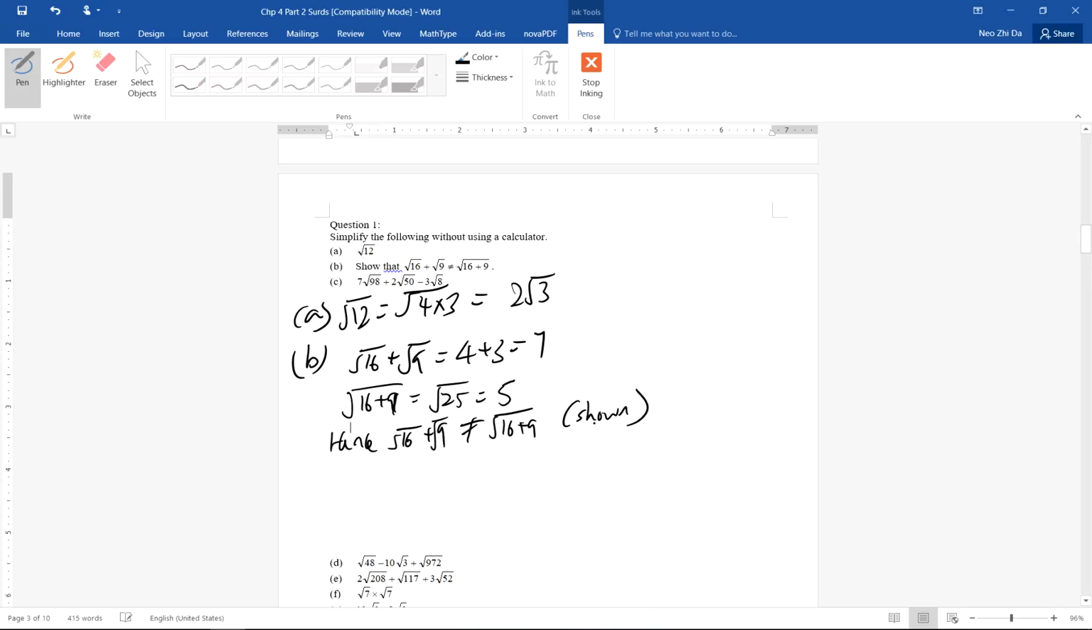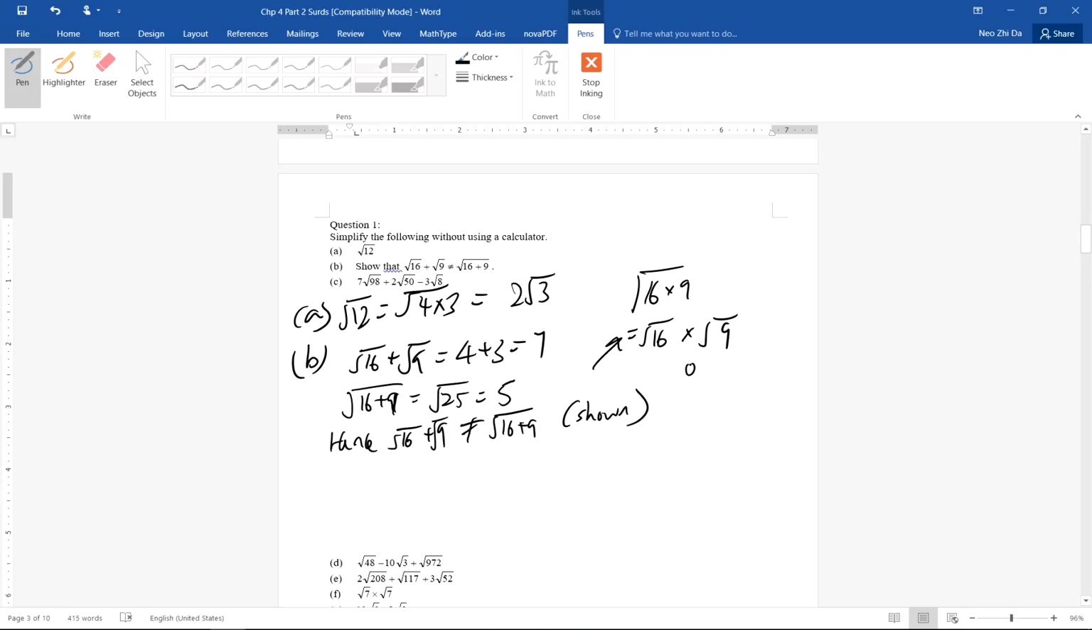Shown. So don't have this kind of thinking, okay. You can only break it out when it's like that. Okay, let me show you some examples. 16 times 9, then you can break it up, become 16 times square root 9. If it is a plus or minus inside, you can't break it out. Okay, can only when it's a times or divide inside.